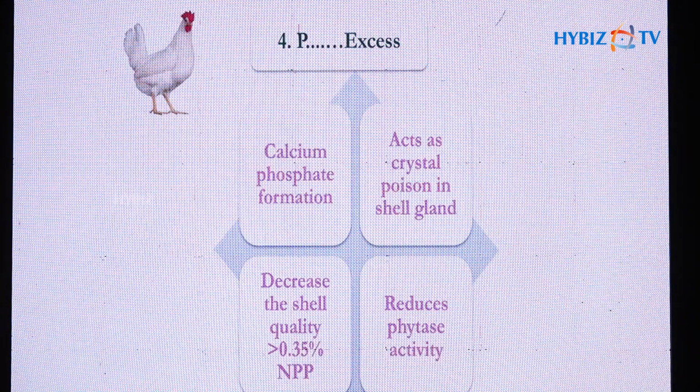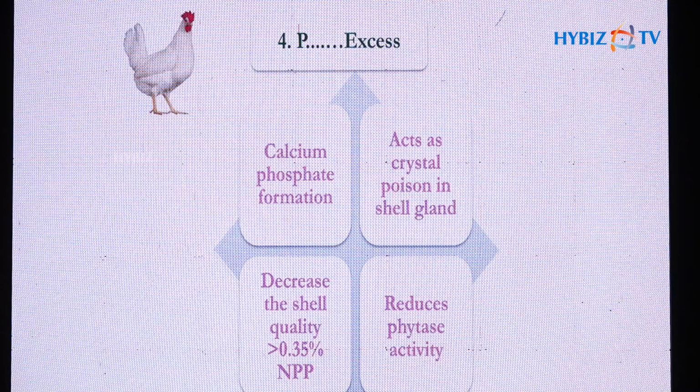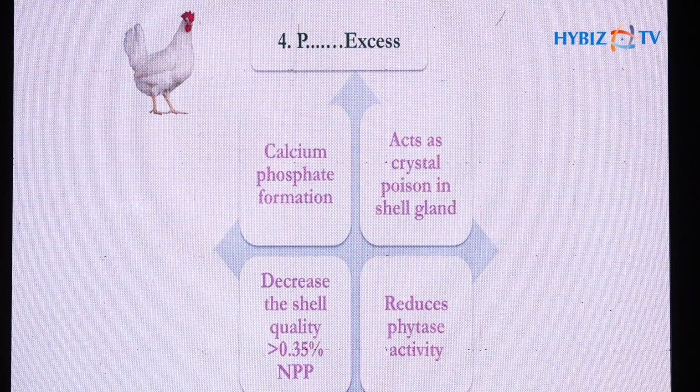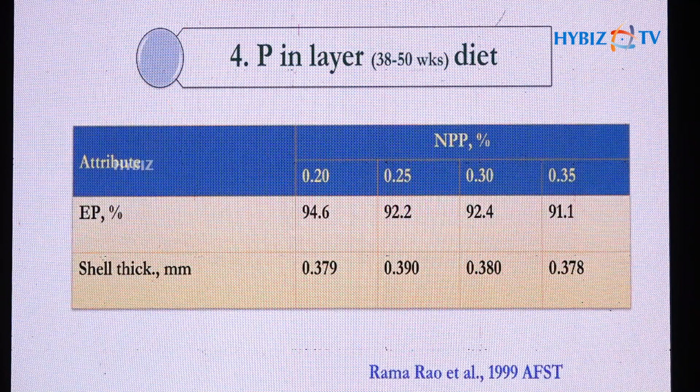So another most important element, the mineral which I like the most, is phosphorus. Excess phosphorus is also as bad as excess calcium. Of course, now practically many farmers in the industry are not using very excess phosphorus levels, but for theoretical purposes, it acts as a crystal poison in the shell gland, so it depresses calcium carbonate formation and decreases the shell quality whenever it is increased. I will show some data for that. And excess calcium and excess phosphorus also reduce the activity of phytase.